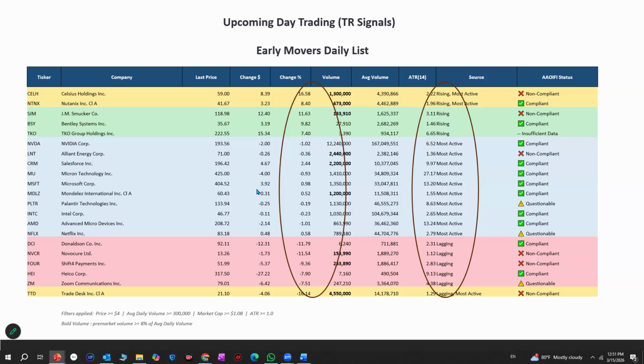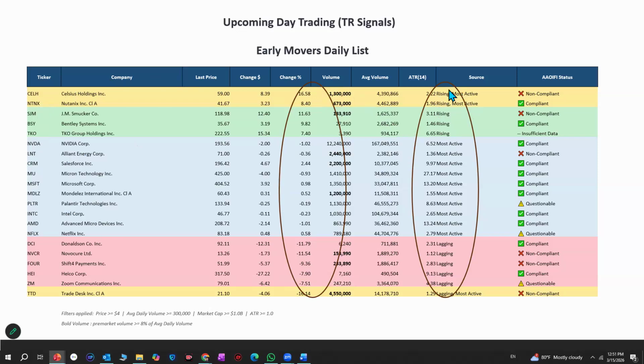So this is one of the lists, for example. In the morning, this list probably was given on a Monday, or sorry, 2 weeks ago on Monday. It tells you that these are the stocks which are moving in this one particular day. And these stocks are rising and very active.